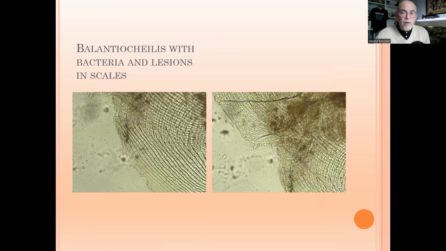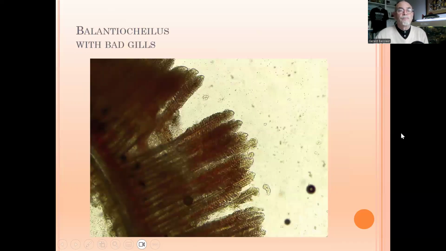But we took the scraping of the scales of the Balantiocheilus. We found a lot of bacteria here on the scales, but we also found the deformed scales. You can see here on the left, and here we can see on the right, those deformed scales. Here are bacteria, that dark part here. But this deformation of scales, I already explained that in previous videos, is quite often caused by mycobacterium that is affecting the general health of the fish.